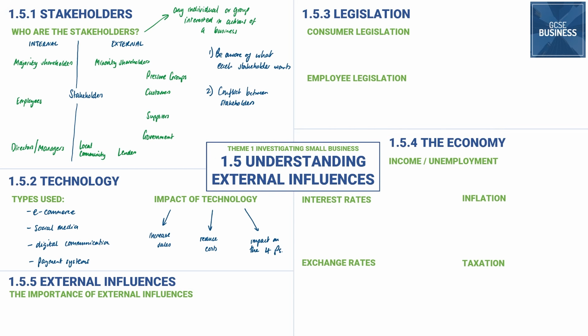We've got two main categories of legislation. In the A level, there are a few more. So in the A level, we look at environmental legislation and competitive legislation. But in the GCSE, we focus mainly on consumer and employee. So consumer legislation is about the following. The quality of the product. It has to be as it's sold.